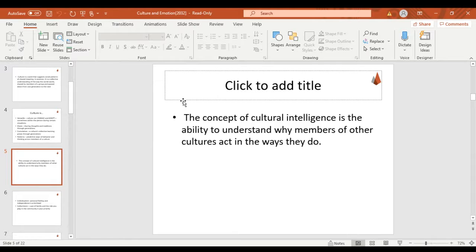Okay, the concept of cultural intelligence is the ability to understand why members of other cultures act in the ways that they do. And this is why I'm talking about it, so that you can become familiar with other cultures and begin to understand how different cultures came about and how they interact within themselves and with other cultures. So, for example, older adults might find texting in the middle of a face-to-face conversation rude, while younger people often do not.